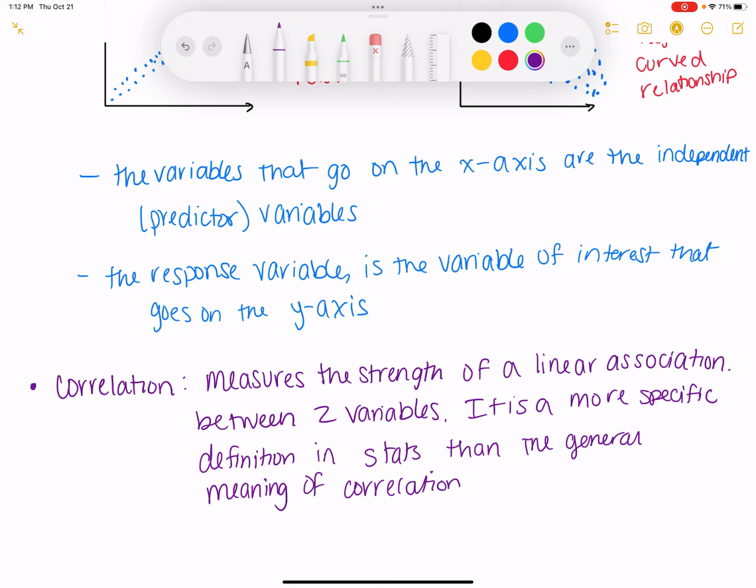Okay, because in general life, we have a set of twins in here. We could say that they are correlated because they are twins. There's a correlation between the two of them, right? But in stats, we want to know how strong that correlation is. So it's a little bit of a stronger definition when we're talking about what correlation means in the statistics realm. Okay.